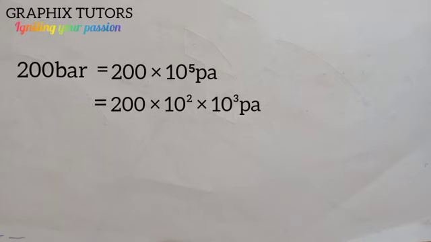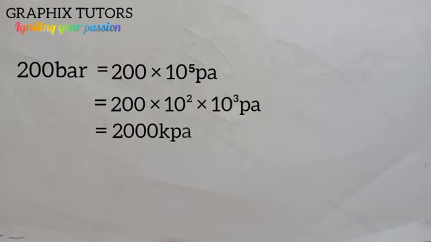Now in doing that, I can still break it down by saying 200 times 10 to the power 2 times 10 to the power 3 pascal. Because 10 to the power 2 times 10 to the power 3 in indices, if you add the power, you'll be having 5. So I'm not doing anything, I only applied the rule of indices here. Now, 10 to the power 2 is 100. Then 100 times 200 will give us 2000, right? So we're having 2000.